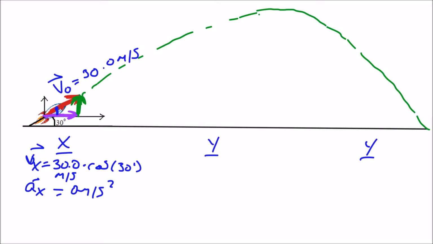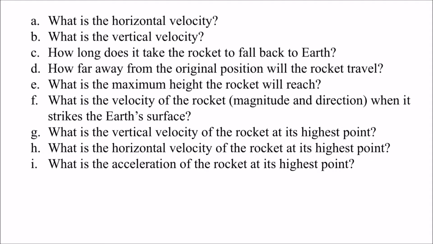I don't know delta x, and I don't know how long it took the ball to get to the end. Now, let's look at some possible questions that we could be asked. They can ask me what my horizontal velocity is, what's the vertical velocity, how long does it take the ball to come back to Earth, how far away from the original position will the rocket travel, that's delta x, what's the maximum height the rocket will reach, what is the velocity of the rocket, magnitude and direction when it strikes the Earth's surface, what is the vertical velocity of the rocket at its highest point, what's the horizontal velocity of the rocket at its highest point, and what is the acceleration of the rocket at its highest point.